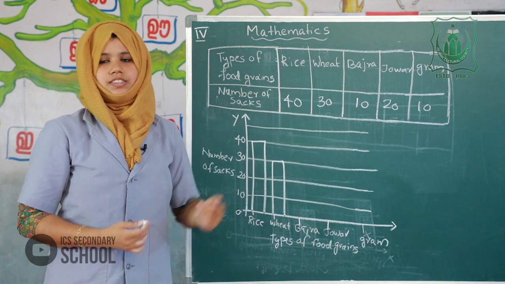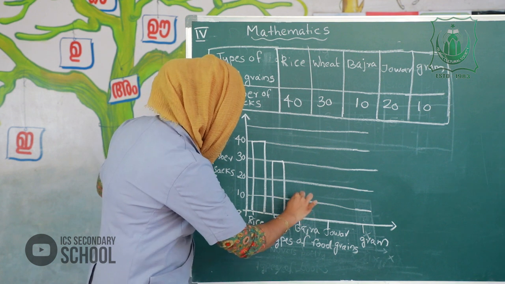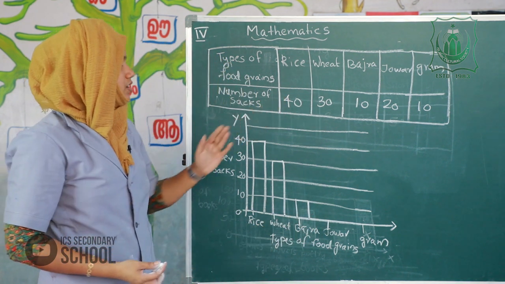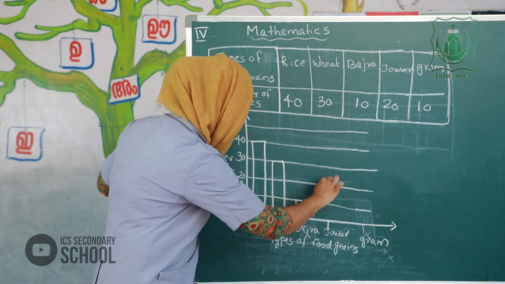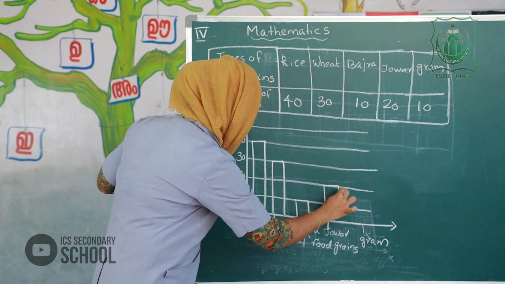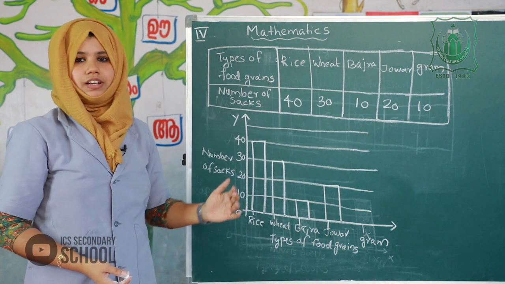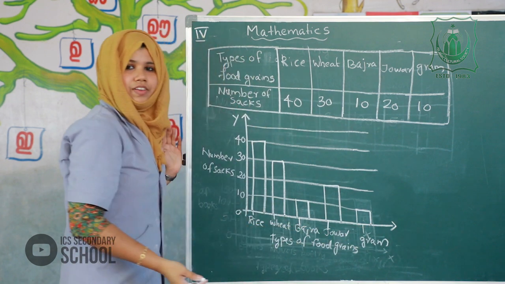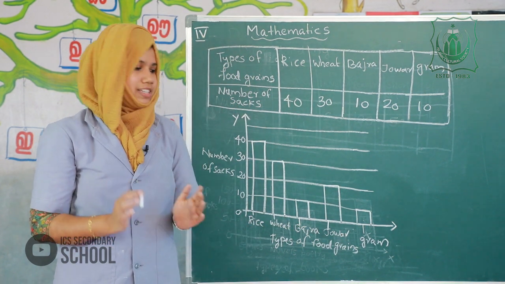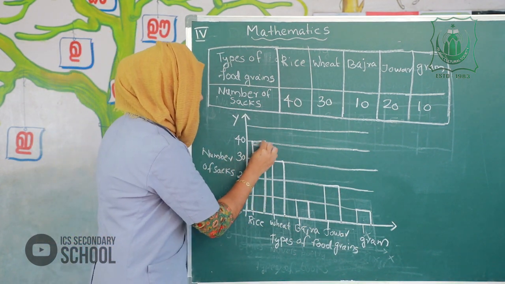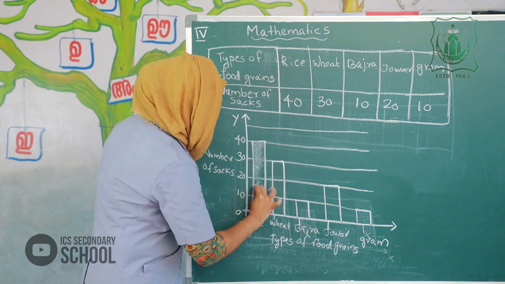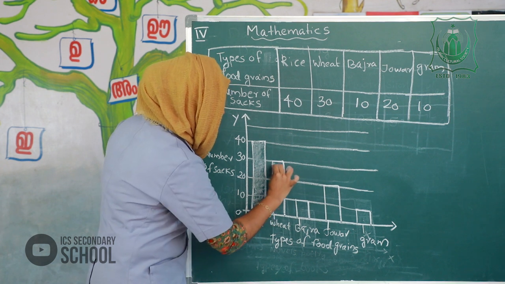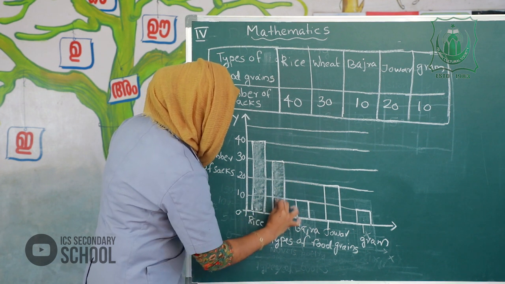How many bajra is there? 10. How many jowar? 20. Here 20. And how many gram? 10. Okay, 10. Is it clear that? So this is about the food grains and their number of sacks.